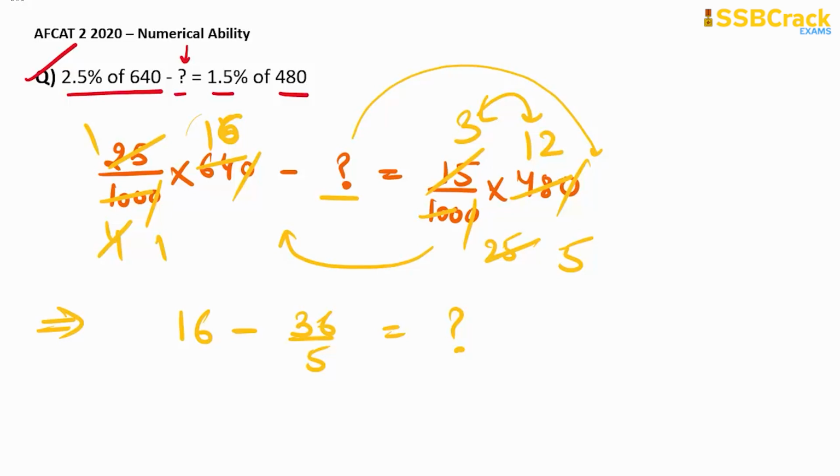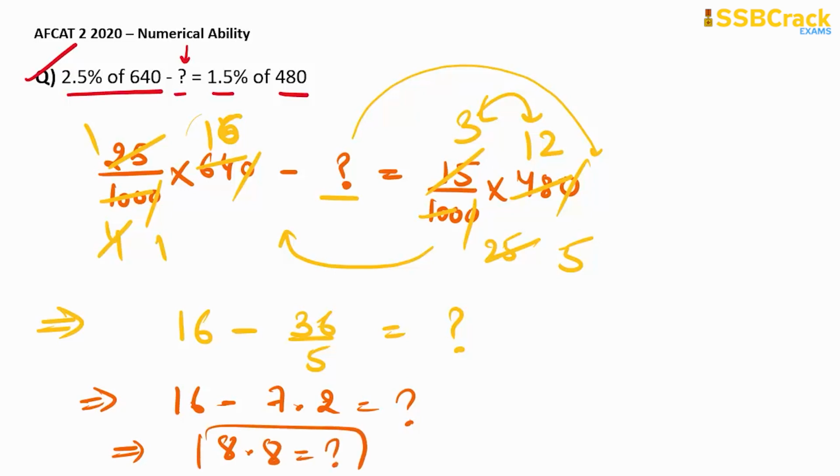Now we can easily solve this. So here it will be 16 minus 7.2 is equal to question mark. This implies 8.8 is equal to question mark. That is, the missing value in this equation is 8.8. Hence this should be our answer.